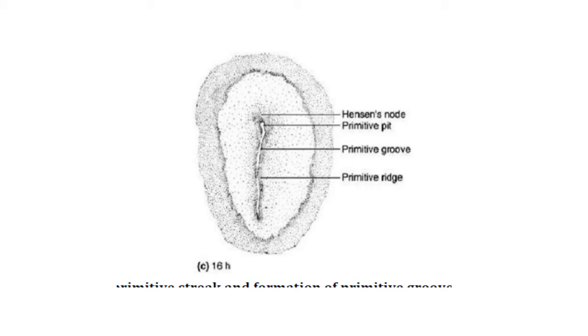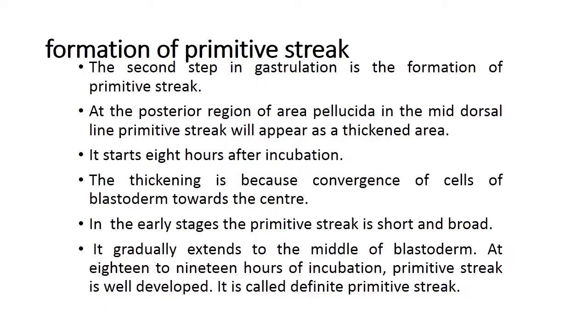The structure called primitive streak has cells arranged in the form of a ridge, and this ridge is what you call the primitive ridge. Within this primitive streak you have a groove which is known as the primitive groove. At the anterior end of the primitive streak there is a pit which is called the primitive pit, and this primitive pit is surrounded by a few cells which are known as Hensen's node.